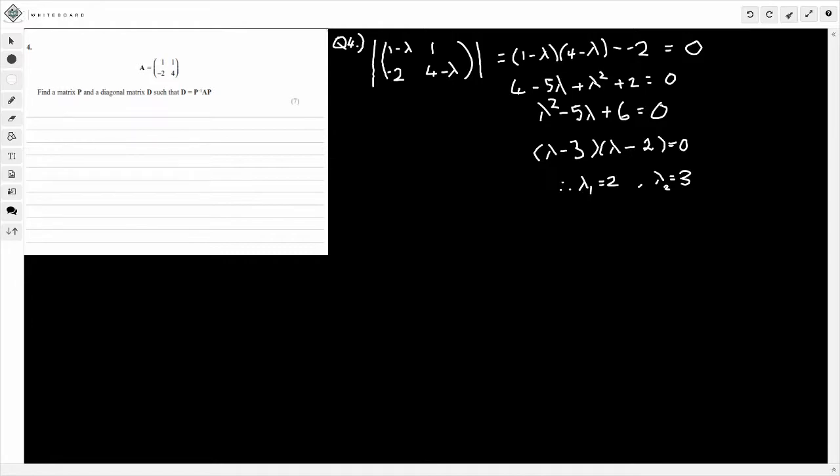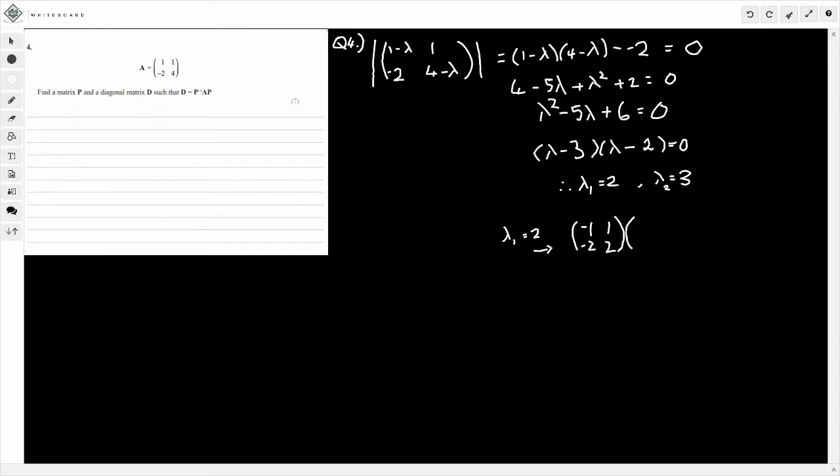So we now need to work out the eigenvectors to go along with this. How do we work out the eigenvectors? Well, we've got to put these values back into this matrix here. So when lambda is 2, I'm going to get 1 minus 2, so minus 1 for that element there. I'm going to get 1 still in this upper right element, minus 2 again here. So this is for lambda 1 equals 2. In this bottom right, I'm going to get 2, because 4 minus 2 gives me 2.